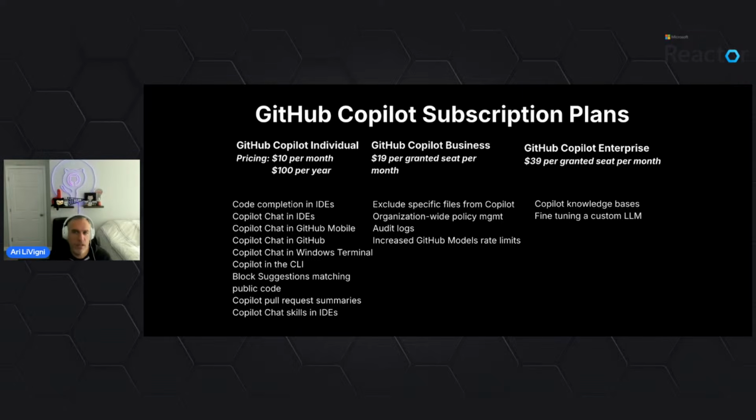And then as we get into this last tier here, GitHub Copilot Enterprise, which is $39 per granted seat per month, Copilot knowledge bases come into play, and fine-tuning large language models. What that allows you to do is train, maybe you have proprietary code or an older language, and you can train the models on your specific code base, where you'll get better responses because it's more in tune with your code base. We will cover some knowledge base items as well and indexing repositories as we go through.